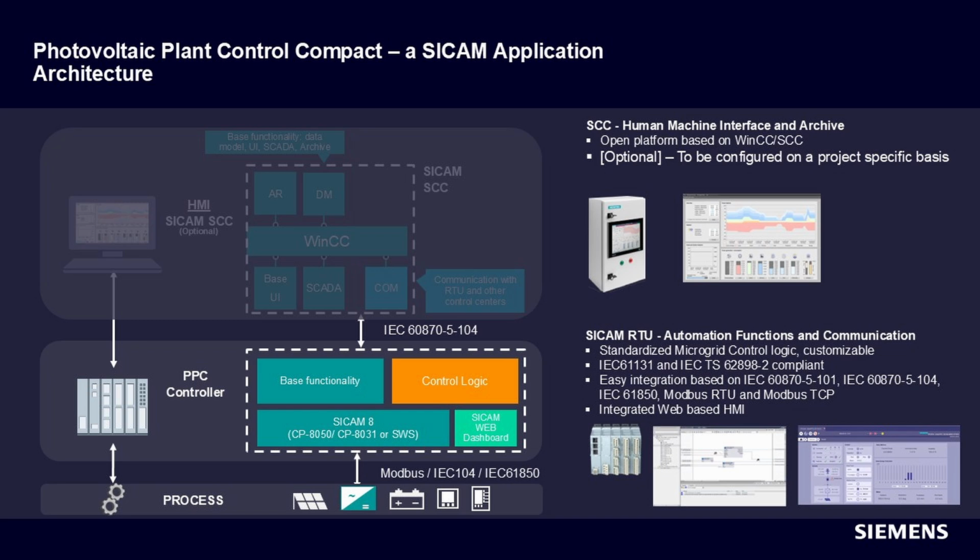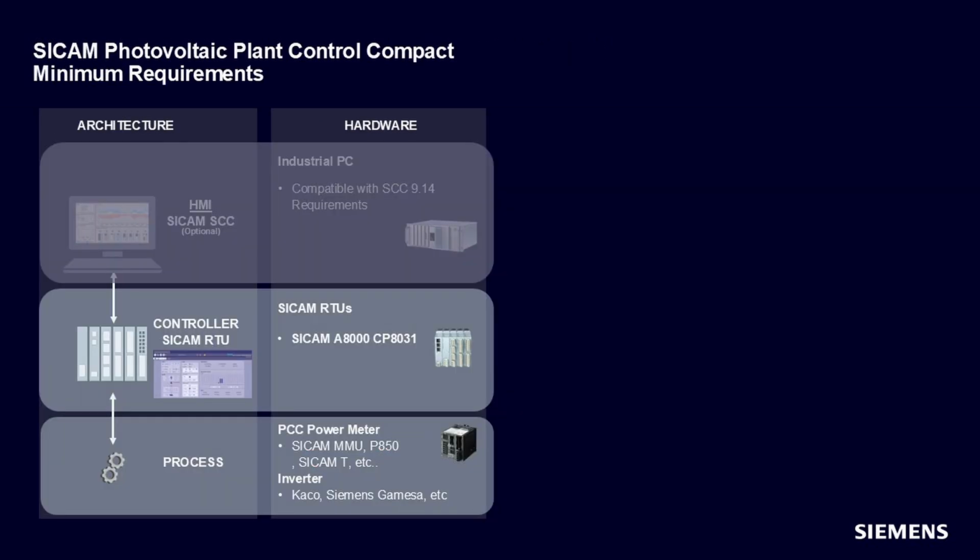SICAM SCC is available as an option, acting as a standard or generic supervision system that can be integrated, but it is not included in the standard solution. Moving on to the minimum hardware requirements, in order to control a power plant, we will always need to control inverters. These are essentially the muscles that we interact with to influence the power being generated by the plant. In this regard, we currently support Keiko and Siemens Gamesa. Of course, we can also integrate generic inverters as long as they support standard communication protocols.